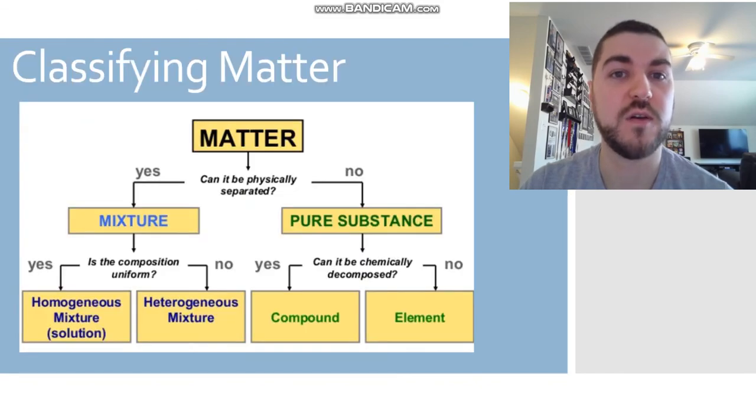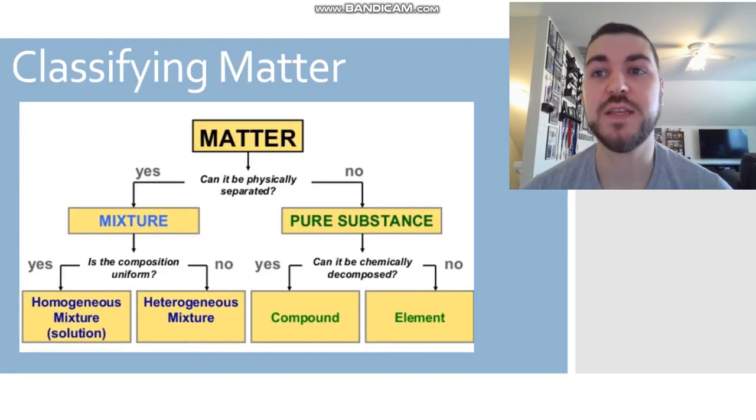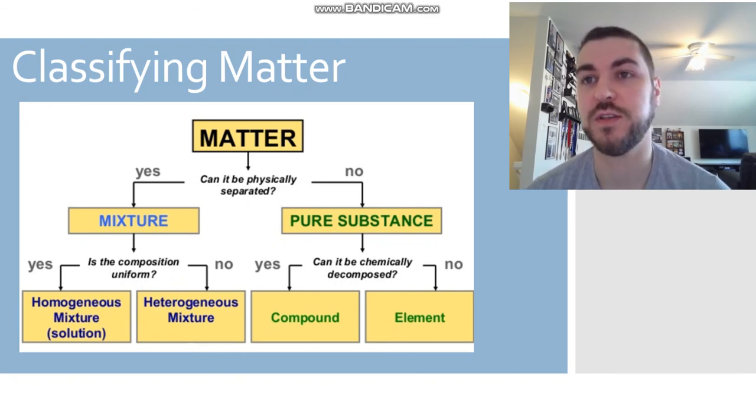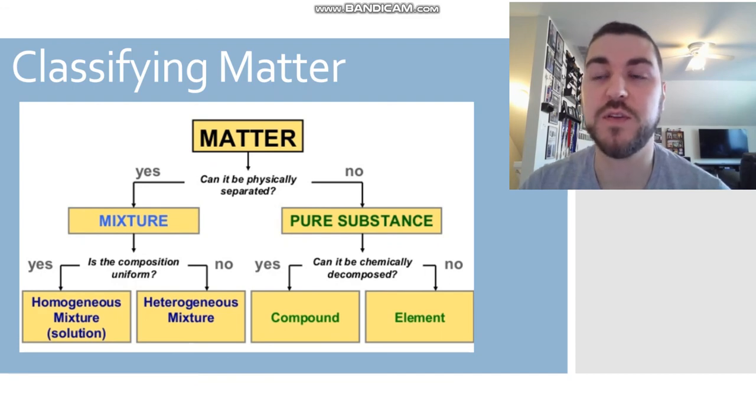So again, if we go back to our flow chart here, you can see that you could take any sample of matter and put it in one of these bottom 4 categories by asking yourself the questions on these flow charts. So hopefully this is helpful and this shed a little bit more light on classifying matter.